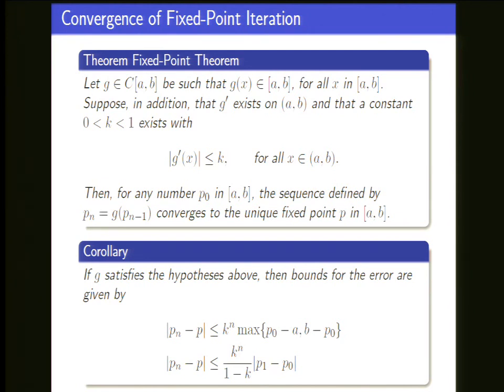What did I find here? 227. Show that this function, g of x equals pi plus 0.5 sine x half, has a unique fixed point between 0 and 2 pi.